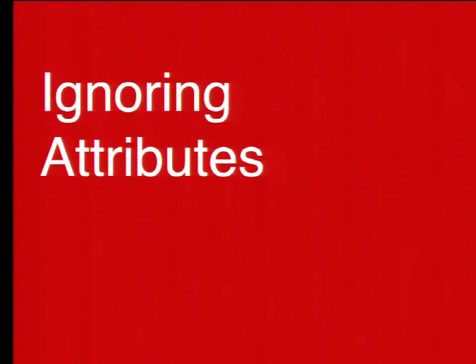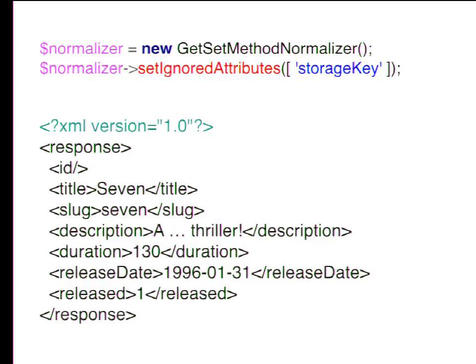Now, sometimes you don't want to serialize everything that you have in your object. For example, you might have a user object and you might not want to serialize the password hash. You can do that by calling the setIgnoredAttributes method on the normalizer. If we say setIgnoredAttributes and ignore storageKey, that means the normalizer will ignore any storageKey property or getStorageKey method when it does the serialization. So here we have the same representation as before, just with that one line omitted.